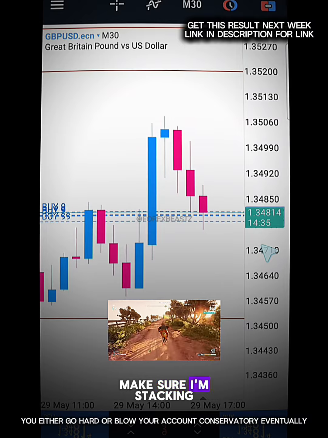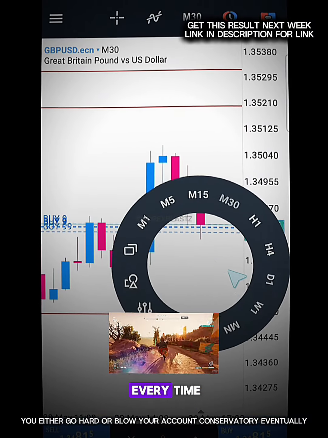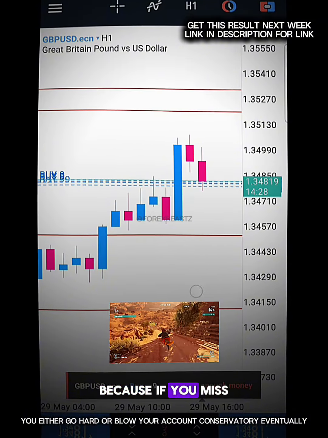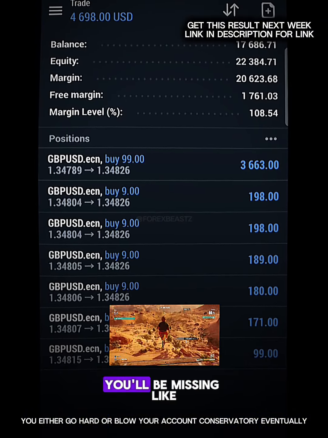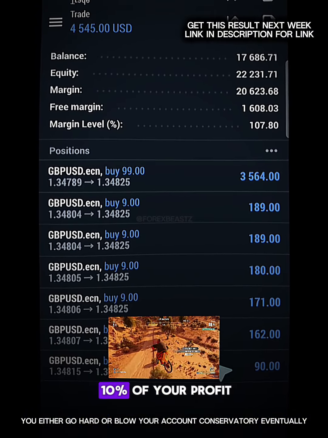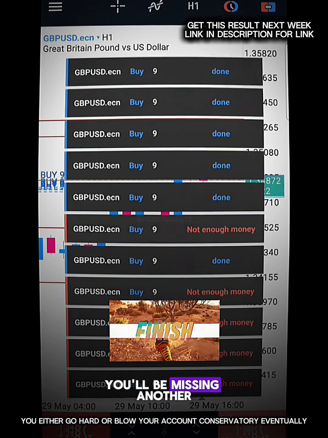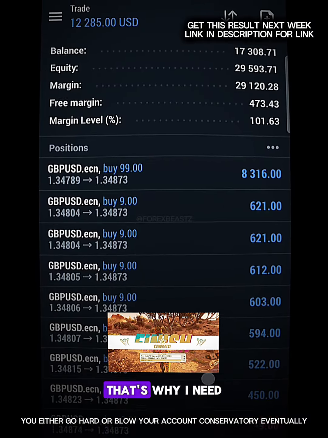So I need to make sure I'm stacking every time, every minute, every second, because if you miss one like this, you'll be missing like 10% of your profit. That means if you are supposed to make 10 naira, you'll be missing another extra 10 naira. That's why I need to be hitting as you go. That's how the smart people trade. Don't trade like a dummy and then you close.